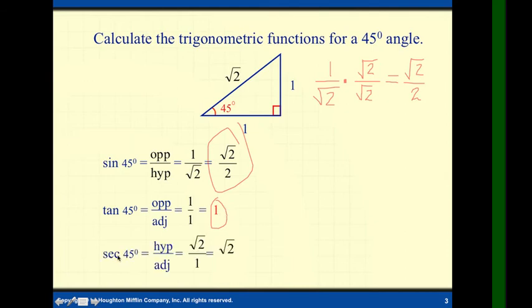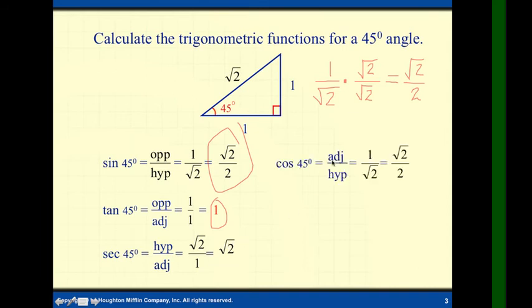For the secant 45 degrees, secant is the opposite of cosine. For the cosine, we have adjacent over hypotenuse. For the secant, we have hypotenuse over adjacent. So we have secant 45 degrees equals, what is hypotenuse? Square root of 2 over adjacent of 45. That's 1. Ito yan, di ba? So we have square root of 2 over 1. That's square root of 2, di ba?